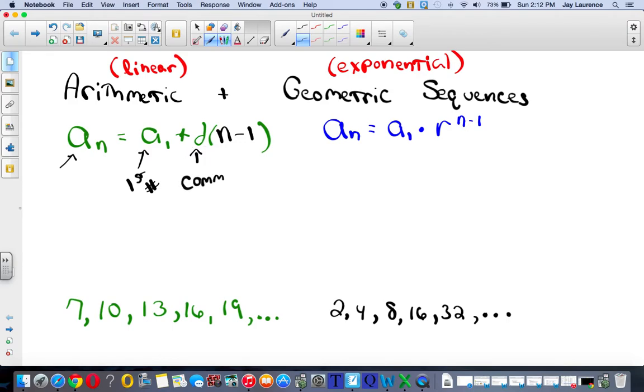Okay, d is the common difference, whether it's positive or negative. So if it's plus 3, like on this one here, then d would be 3. If it's minus 7, then d would be negative 7. n minus 1 is just one less than the number we're counting to. That's all, the number we're counting to. Okay, I'm going to explain the geometric later. Let's go ahead and see how this works.